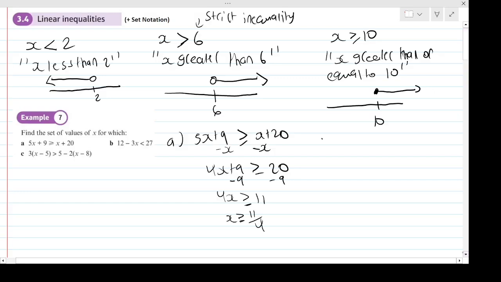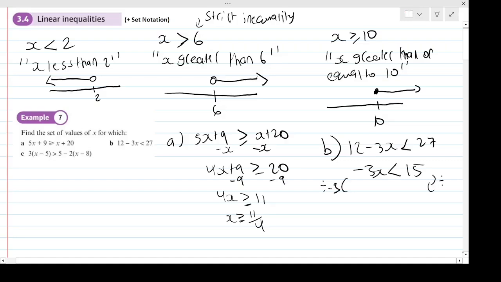Let's have a look at part B. Then it's saying 12 minus 3x is less than 27. Okay, so I want x on its own. So minus 3x, if I subtract 12 from both sides, I get 27 minus 12, which should be 15. Cool. Okay, but then I want to divide by minus 3, right? To get just x on its own.